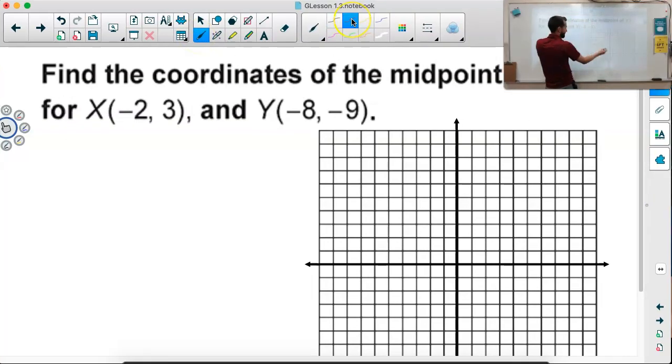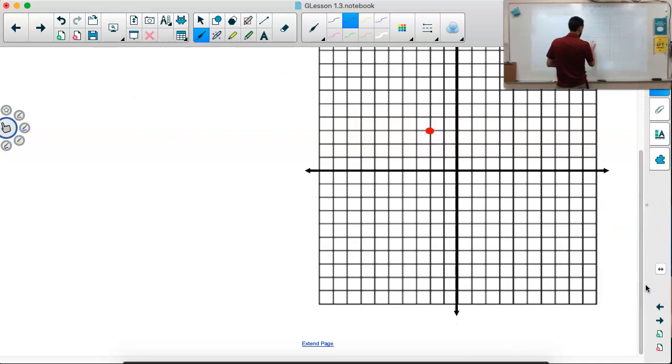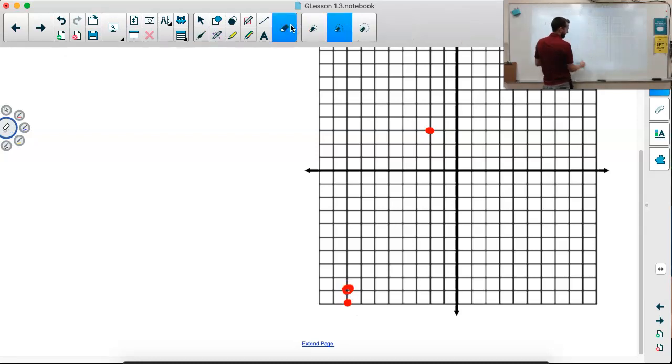So negative 2, 3, and negative 8, counting out the spaces on the graph. Sorry, I need to recount. Okay, so it's that top one.